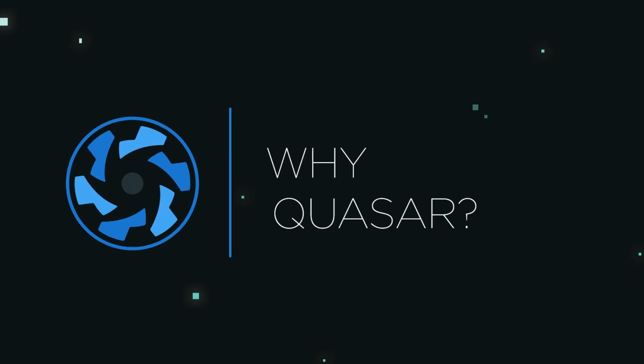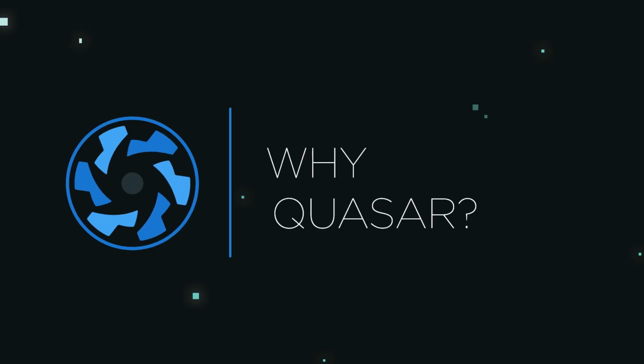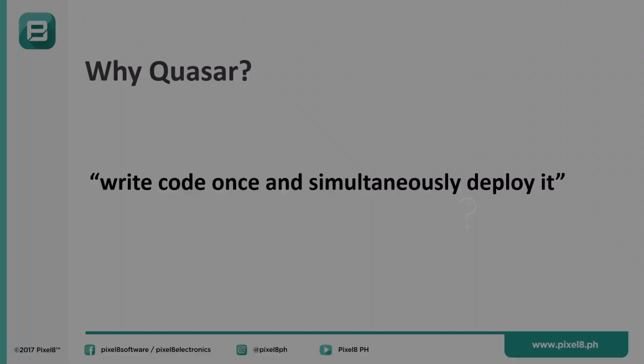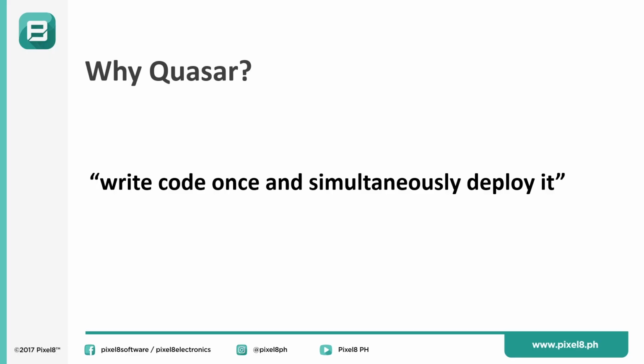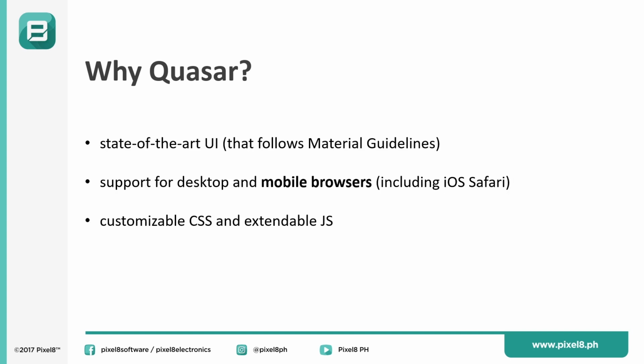So, why should we use Quasar? So, based on that demonstration earlier, Quasar lives by a code, which means that Quasar's philosophy is write code only once and then simultaneously deploy it. So, with their philosophy in mind, they achieved what is usually a problem for most developers, which is building for multiple platforms. So why should we use Quasar? Because of these 3 reasons.